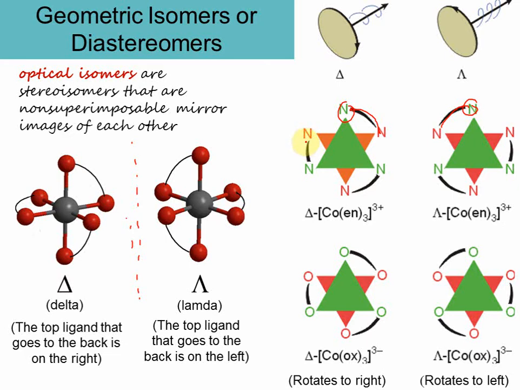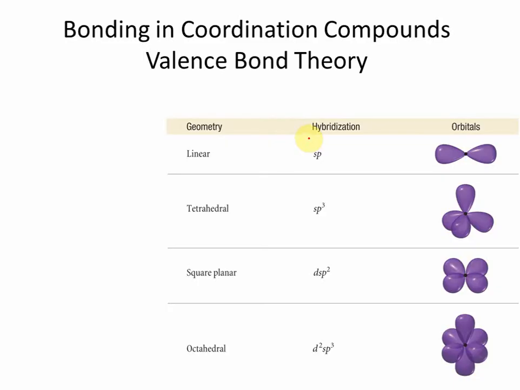Now, to help us understand the bonding in compounds, sometimes we use valence bond theory, and we learned about valence bond theory in Chem 1A. For a linear shape, you have sp hybridization. So you're combining the two orbitals, the s and the p, to get this linear shape. Tetrahedral, there are four things. So there are four orbitals that are combined, the s and 3 p orbitals, to make this tetrahedral shape.